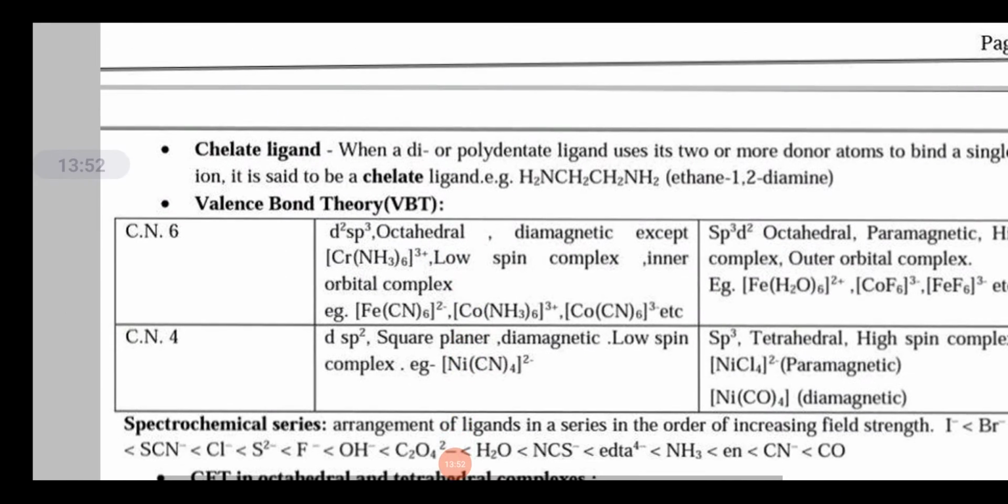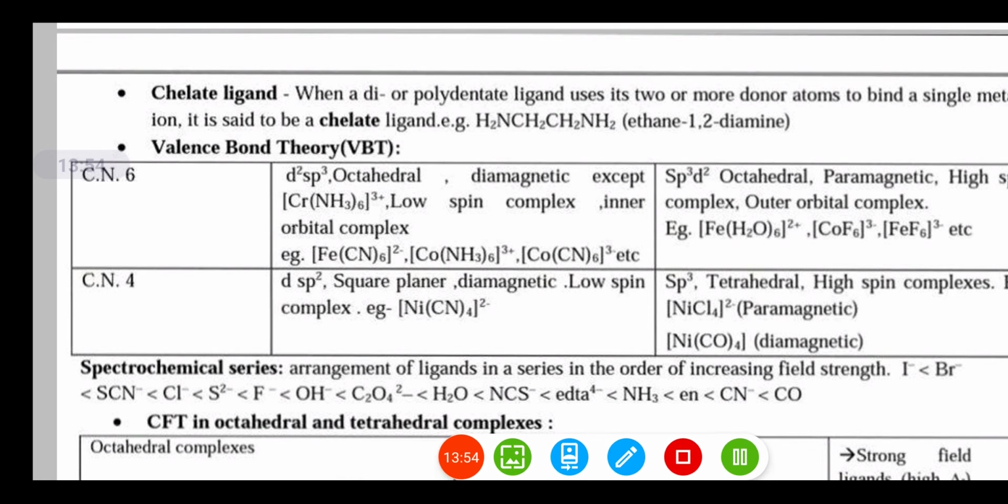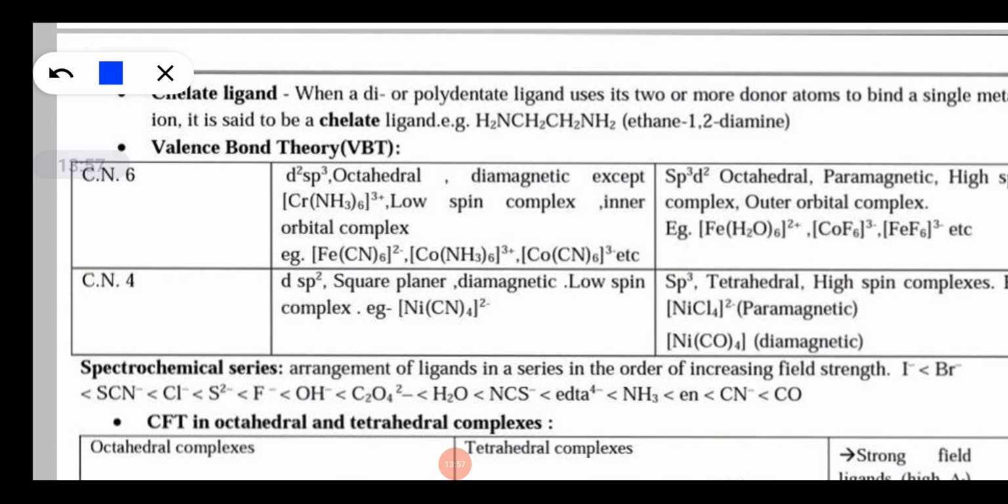Now I am coming to the valence bond theory. What is valence bond theory? Valence bond theory simply says that the bonding between metal and ligand is the coordinate bond. See, the ligand contains excess electrons, extra electrons are there. So the ligand shares its electrons with the empty d orbital of the central metal ion and forms a coordinate bond. This is valence bond theory, simple.